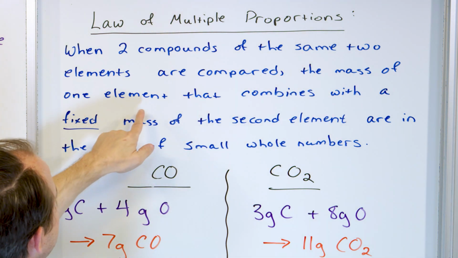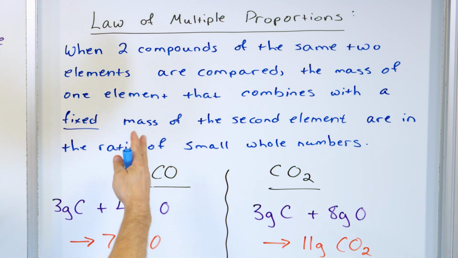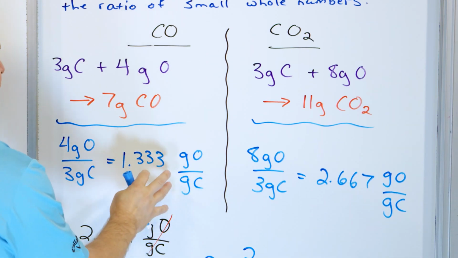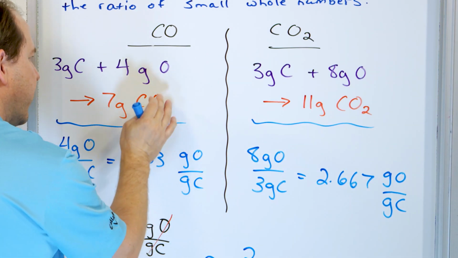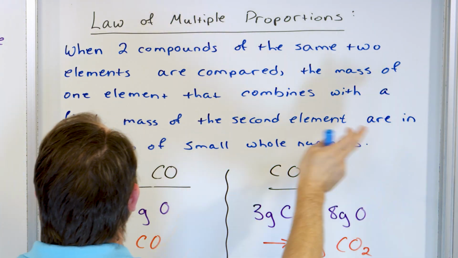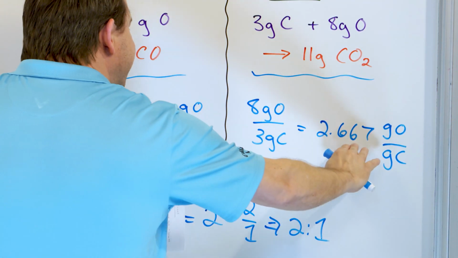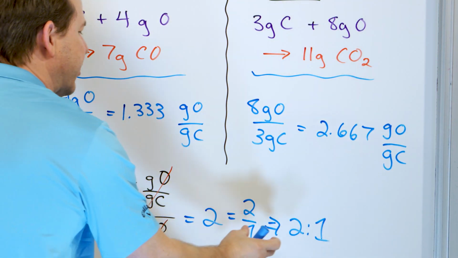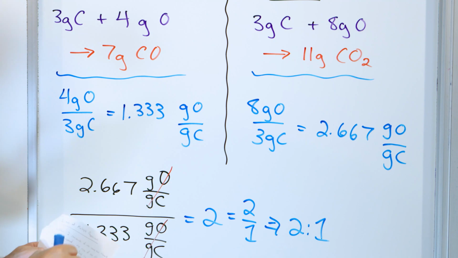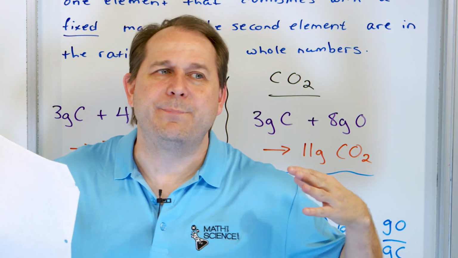The mass of one element that combines with a fixed mass of the second element, that is a wordy way of saying take the ratio of the things that are reacting together, of the second element, are in the ratio of small whole numbers. So we take these ratios and then we take these 2 numbers and put them in ratio, and we always get a whole number there. Now, that's great, but why do we care?